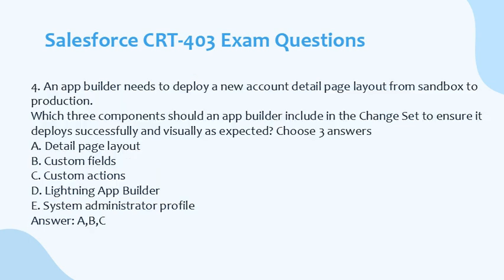4. An app builder needs to deploy a new account detail page layout from sandbox to production. Which 3 components should an app builder include in the change set to ensure it deploys successfully and visually as expected? Choose 3 answers. A. Detail page layout. B. Custom fields. C. Custom actions. D. Lightning App Builder. E. System Administrator Profile. Answer: A, B, C.